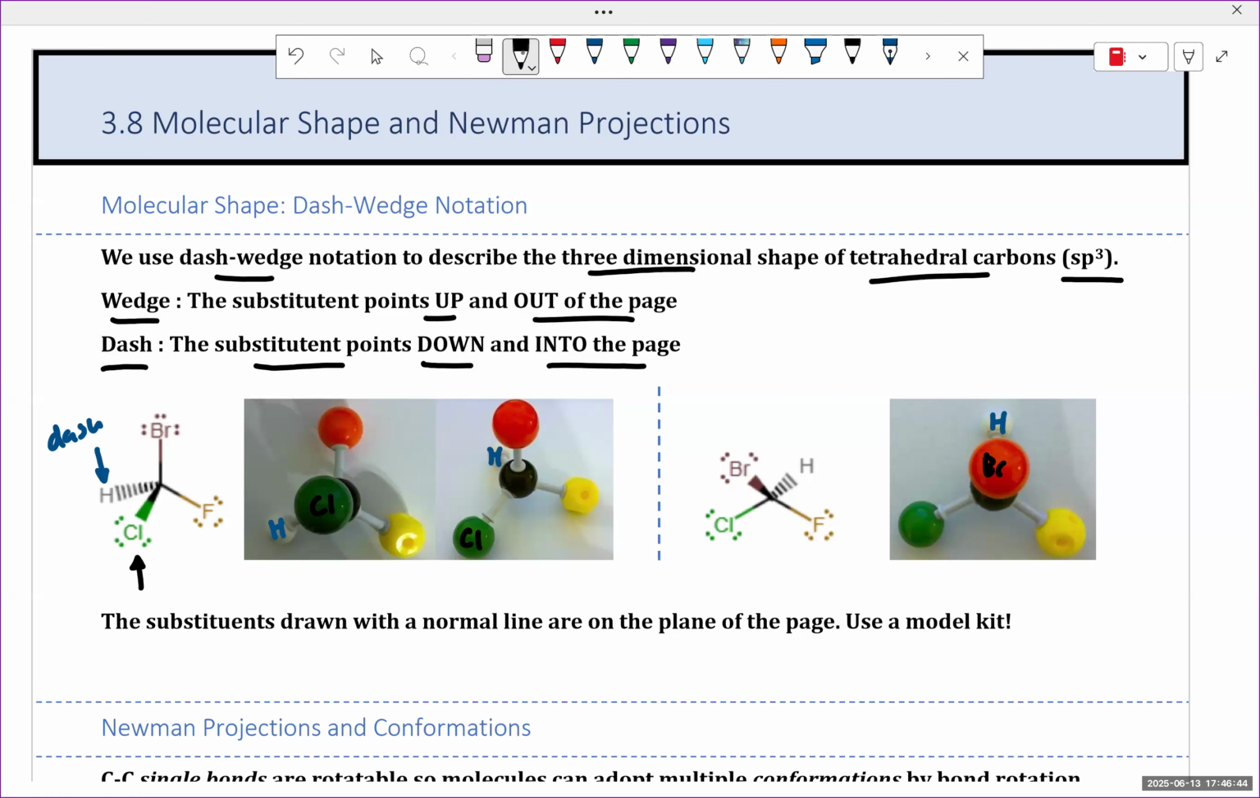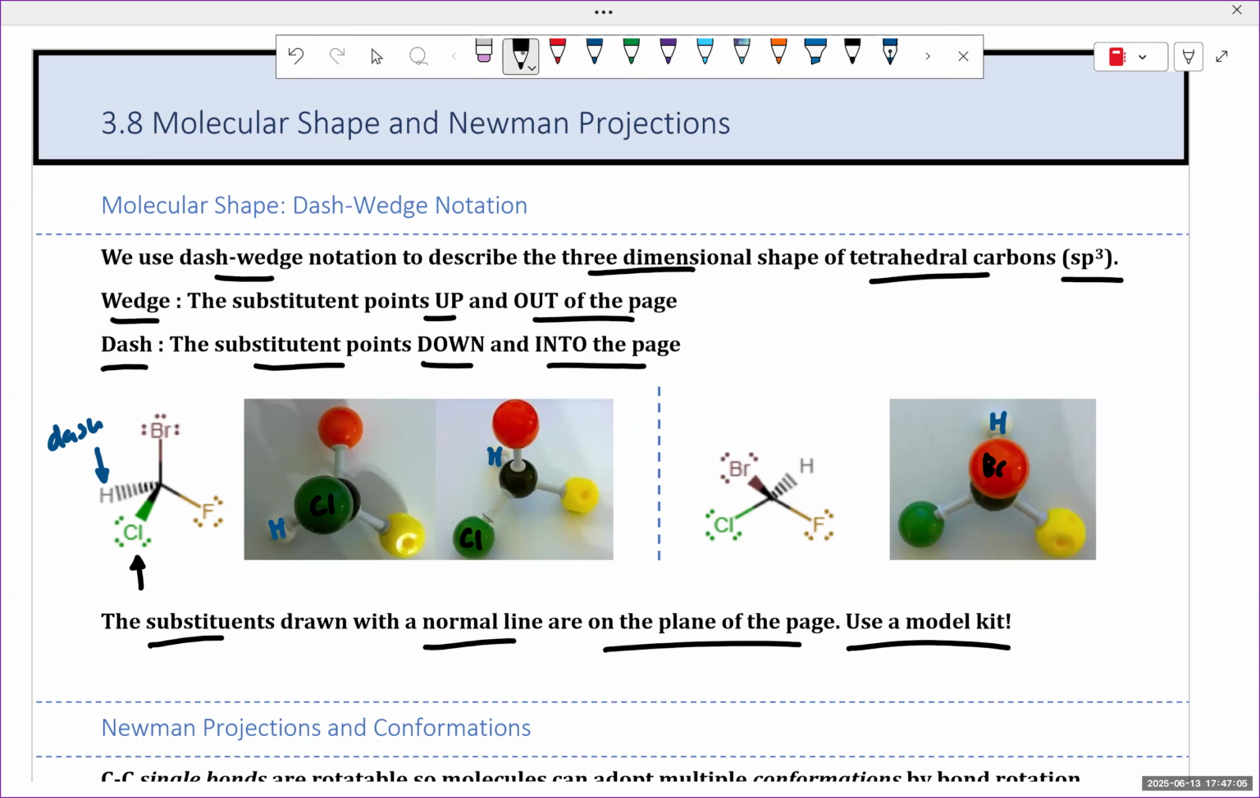Now, as discussed, substituents drawn with a normal line are on the plane of the page. And I would recommend whenever you encounter a dash wedge structure to use a model kit. And to make sure you're assembling these structures correctly, you may want to check and compare to the structure photos provided in the notes.